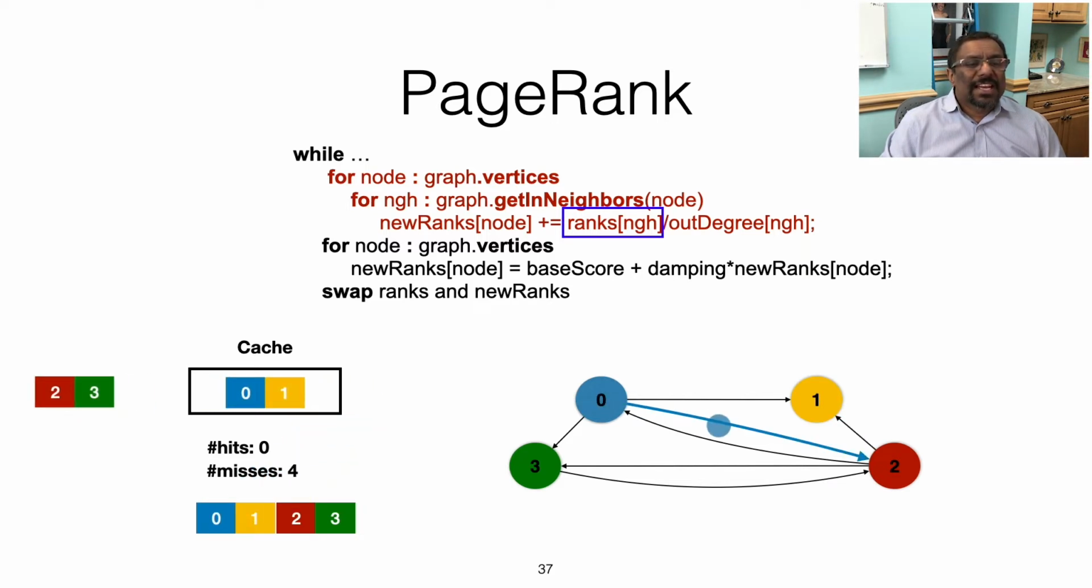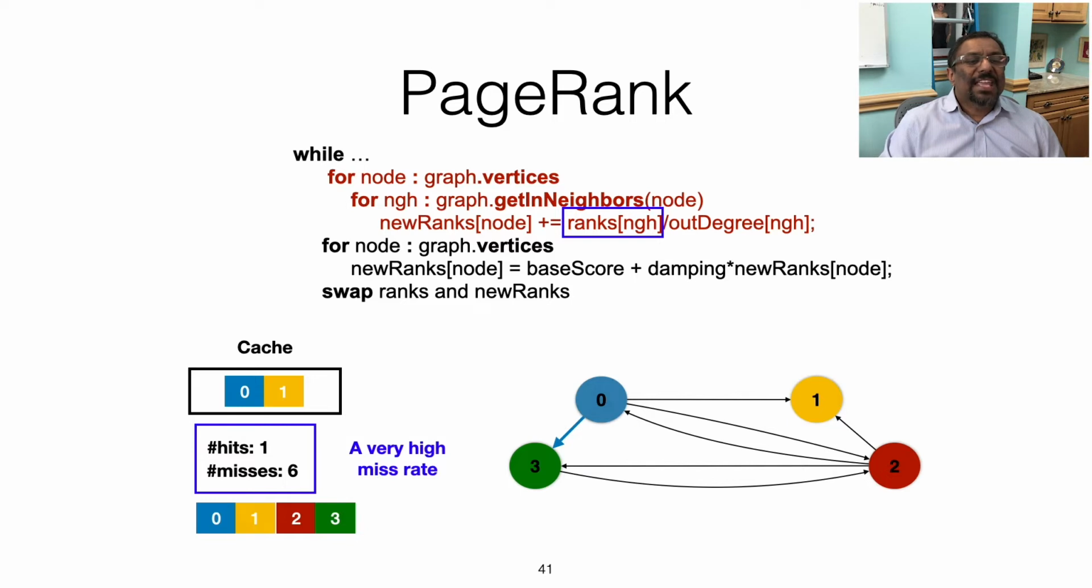And then next time again, vertex 0 has to go to the cache line, and every access basically incurs a cache line miss. There's only one cache hit in this computation. So what you get is a system with a very high cache miss rate. We only have one cache hit and 6 cache misses. So this is not that great. You're going to get pretty low performance.